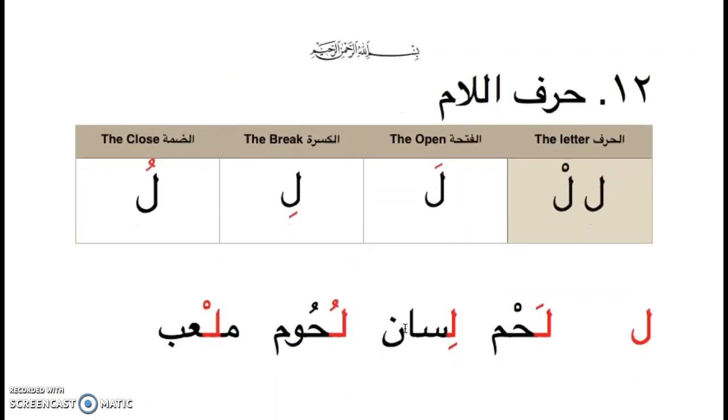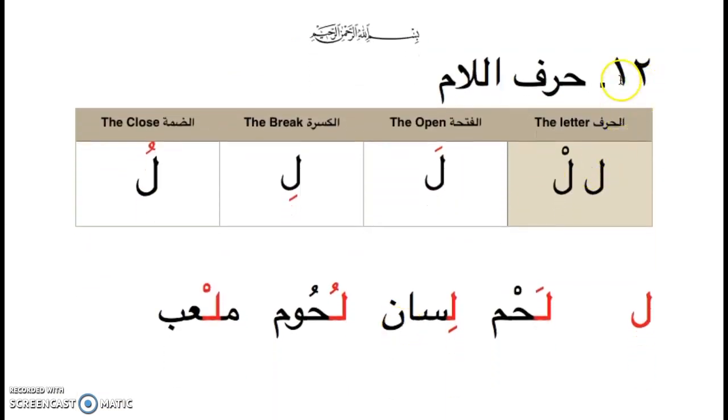Alright, moving to 12. Ithna ashar. Harf al lam. La, li, lu. And again, we have four words. Laham, lisan, luhum, mal'ab. Laham is meat. As in, you know, meat, like this one.